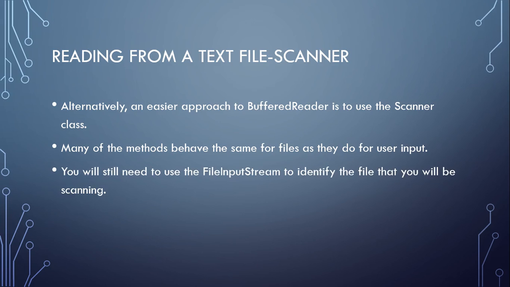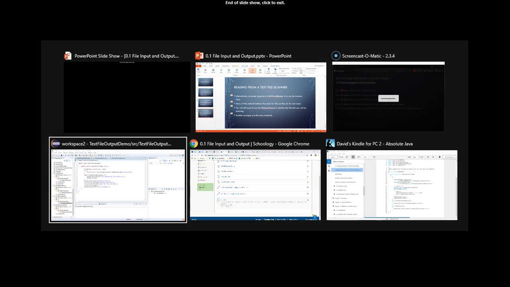Now you're still going to need the file input stream to identify the file you're going to be scanning. Scanner is not different than buffered reader in that aspect. It still needs to know what it is. So when you create your scanner, you'll say new Scanner, parentheses, file input stream, and give it its name. Now, that example, again, is looked at in the class materials. So let's go ahead and look at those examples now.